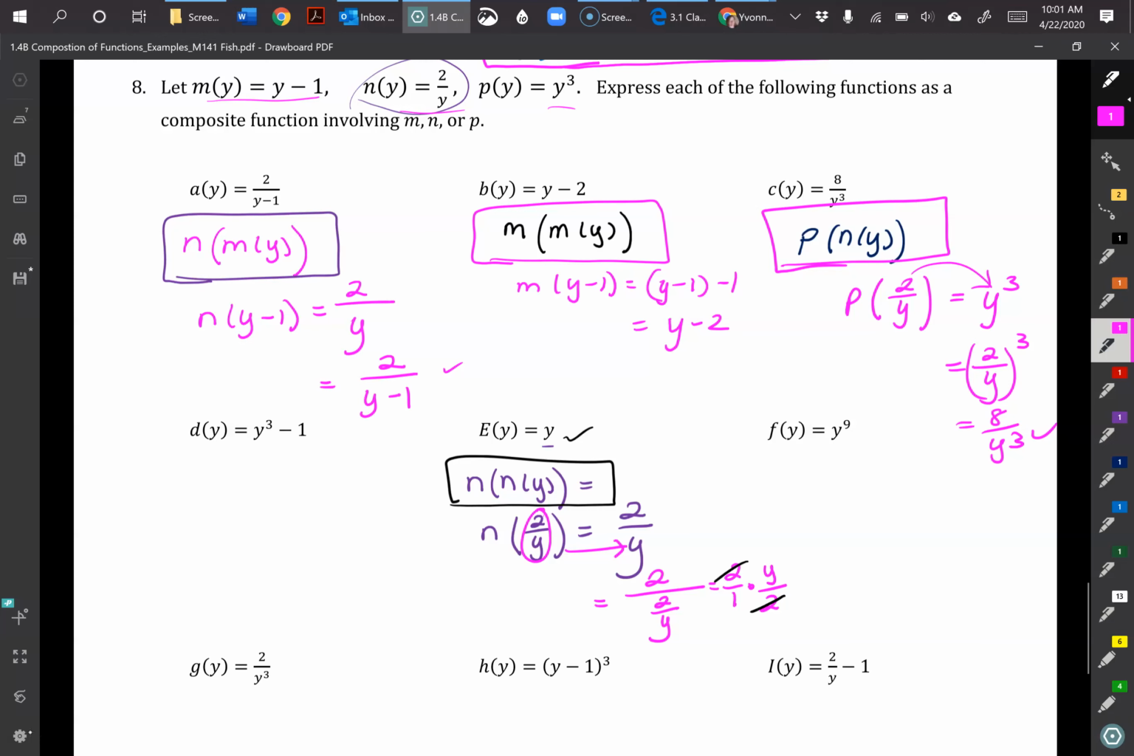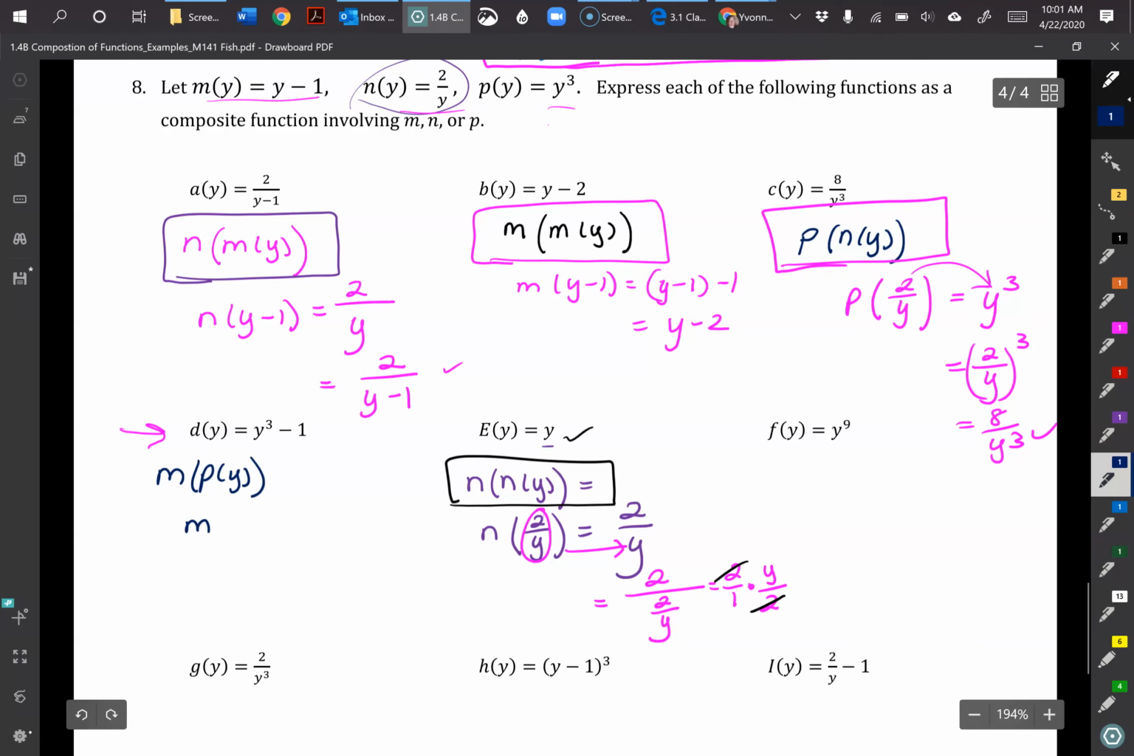So this one, d of y equals y cubed minus 1. So I'm down here. I'm probably going to have to sub in this y cubed into the m function. So I'm guessing we're going to have m of p of y. And then that would be m of y cubed, and m of y equals y minus 1. And I plop that in there. So I get y cubed minus 1. All good to go there.